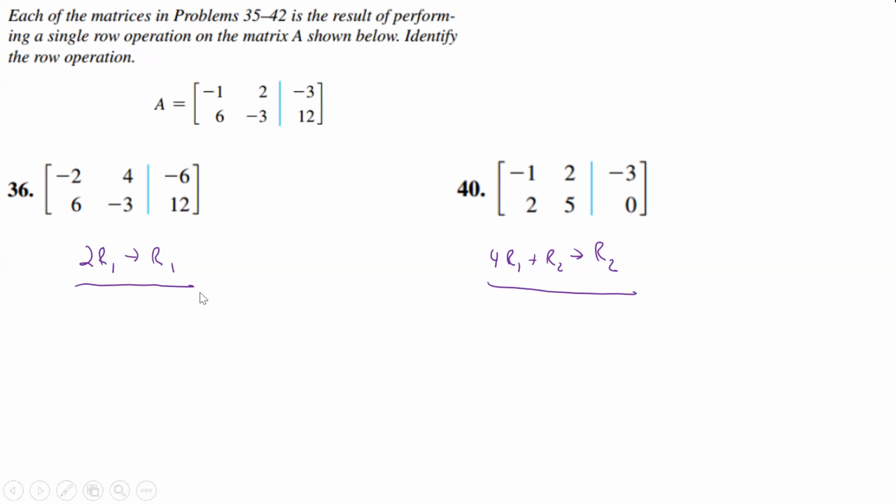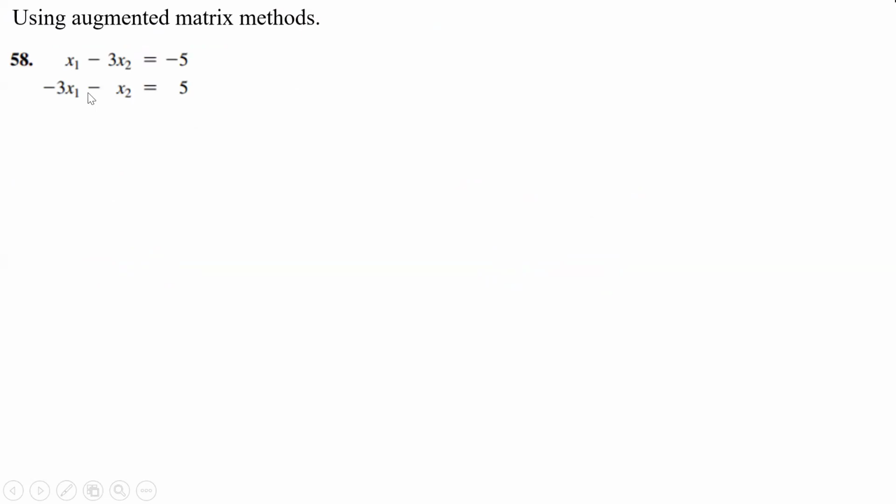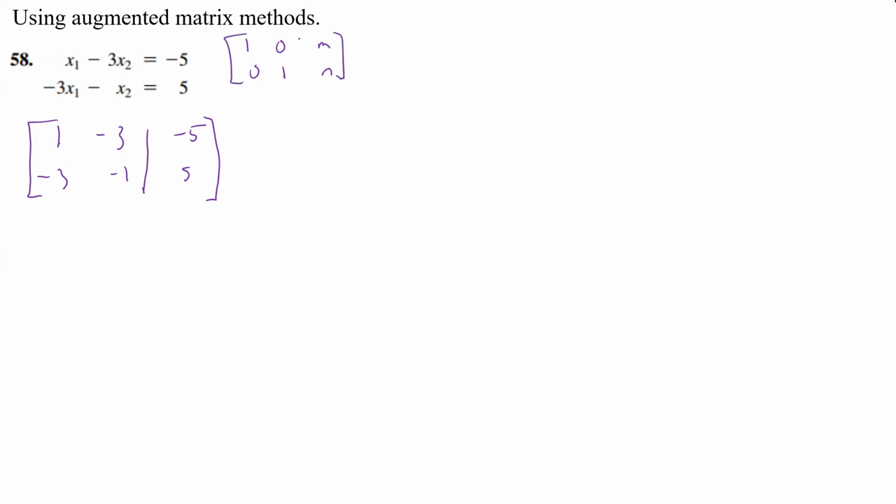Okay. Now let's do a short problem where we're solving using augmented matrices. To get that, first we start with our augmented matrix, which is 1, -3, -5, and then -3, -1, 5. And remember, what we're trying to go to is 1 down the diagonal, zeros here, and then whatever m and n are here is what we're trying for.